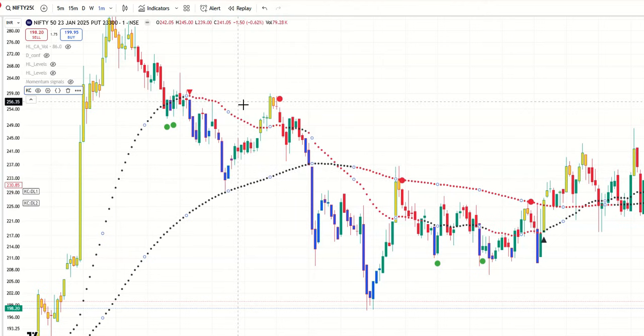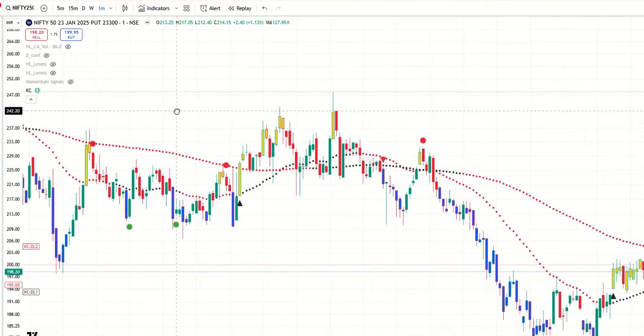Even the first one, the L1, also acts as a resistance and support. Once it breaks down, you see the reversal from here. So your first target is going to be here. In this kind of scenario, this is a stop loss. Here the first target is here. Here the stop loss is here. So this L2 acts in both ways.